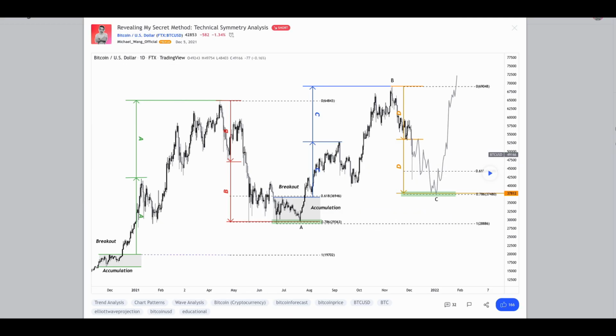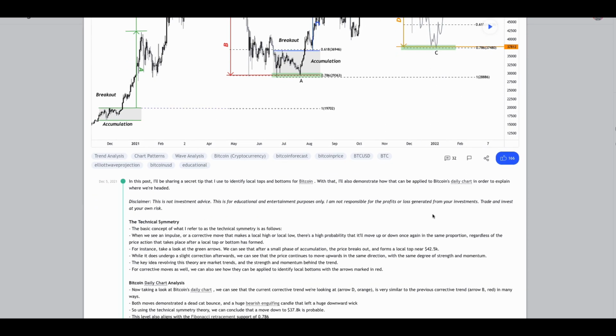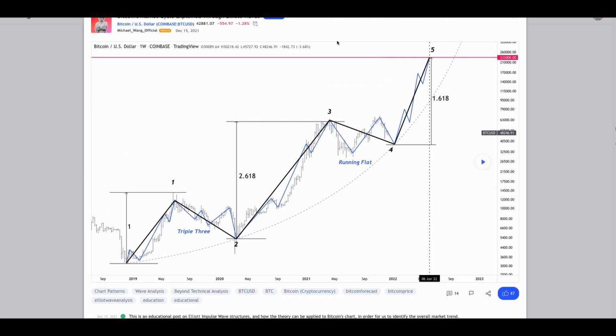Now, I've actually been saying this for a while. As you can see, this is the post I made on the 5th of December claiming why, according to the technical symmetry analysis, which is a concept that I devised, I think that 37.8K is the more probable case for now, right? And I've also provided additional explanation as to why this doesn't necessarily mean that the bull rally is over, because from an Elliott wave perspective, this would mean that we have formed a running flat for our fourth wave.